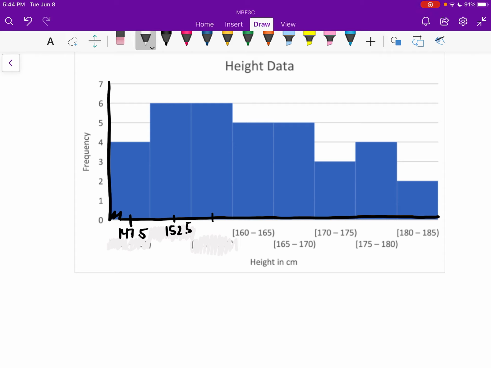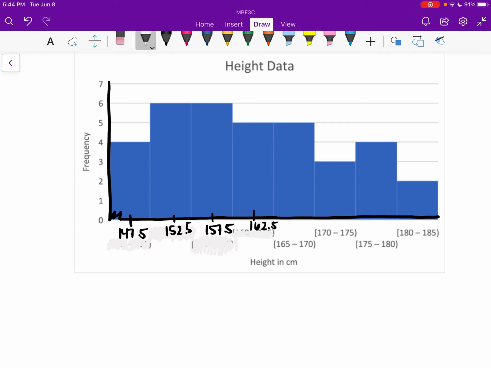So 155 plus 160, divided by 2. So then this is going to be 157.5. And if I want to just go faster, I can just say 157.5 plus 5, right? Because the next midpoint is going to be in between those. 162.5.